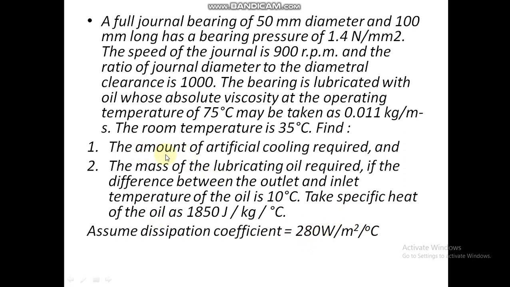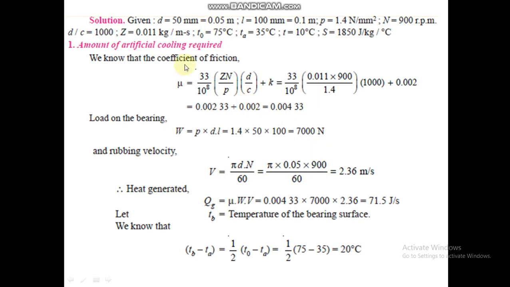So first of all, you have to find amount of artificial cooling required. And how will you calculate it? It will be equal to the amount of heat generated minus amount of heat dissipated. So first of all, you will find amount of heat generated, that is Qg.